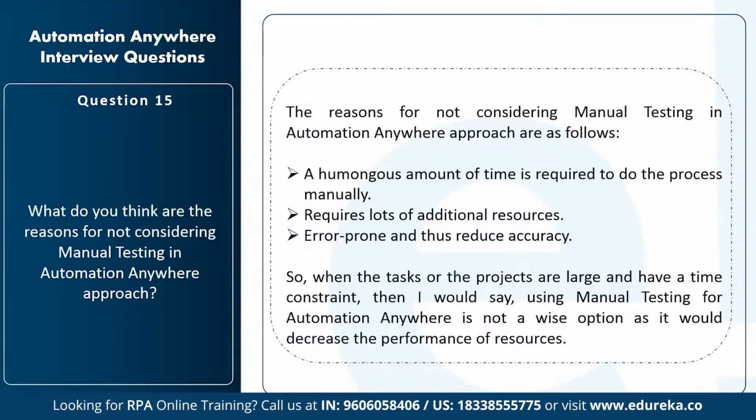So whenever the tasks or the projects are large and have a time constraint, then I would say using manual testing for Automation Anywhere is not a wise option, as it would decrease the performance of resources and would also definitely reduce the accuracy. So guys, these were the various reasons for not considering manual testing in an Automation Anywhere approach. So guys, with this, we come to an end of the section of basic interview questions in this session. I hope you've understood all the questions.